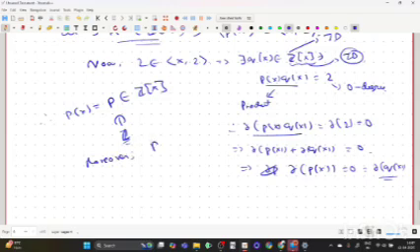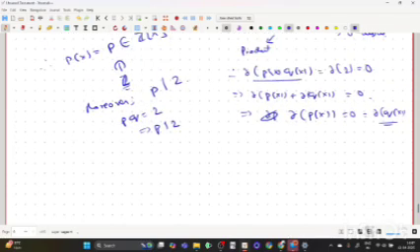Moreover, p divides 2, right? Because the degree of q is also 0, so q is also an integer. So this implies that pq is equal to 2, which implies that p divides 2. So now we can restrict our calculation completely to integers. 2 is a prime number. That means p can either be plus or minus 1 or plus or minus 2, right?